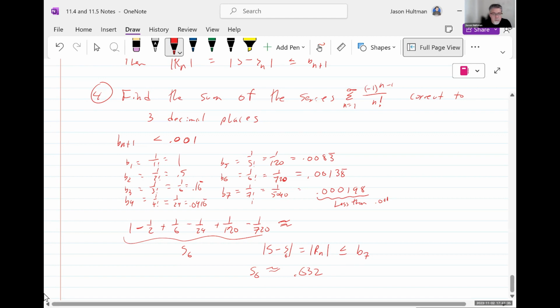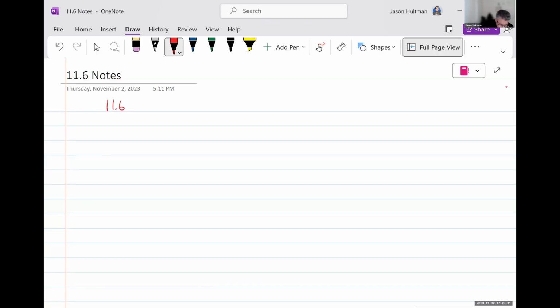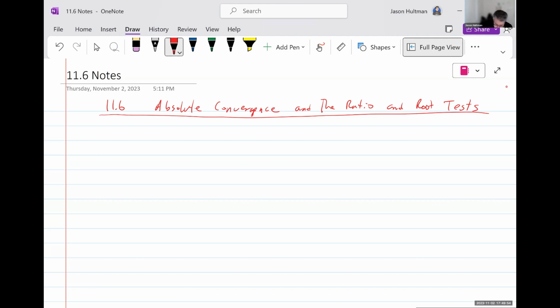Okay, and that finishes up 11.5. Okay, 11.6 is on absolute convergence and the ratio and root tests. Okay, so absolute convergence and the ratio and root tests.